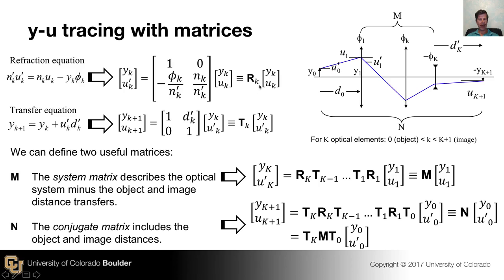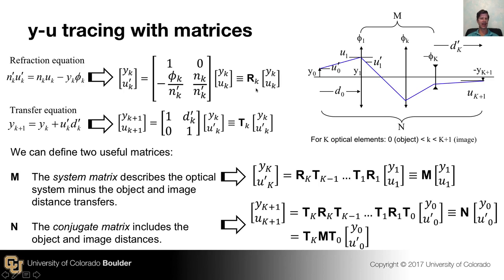So we'll call that little 2 by 2 matrix, which is typically called an ABCD matrix. It's not very inventive, I'm sorry, A, B, C, D, the four elements. We'll call this particular one R for refraction, and it's the kth refraction equation that describes how to refract across lens k.